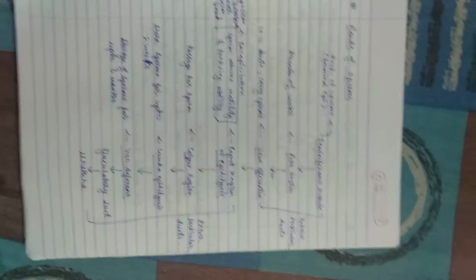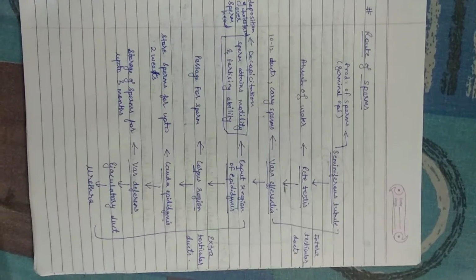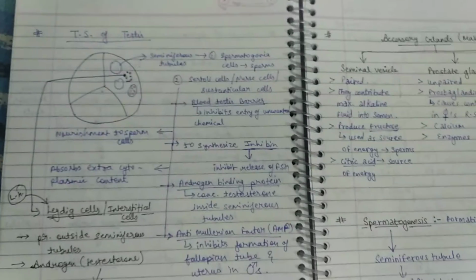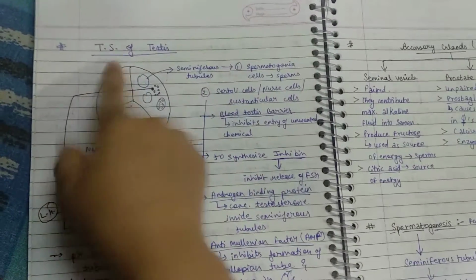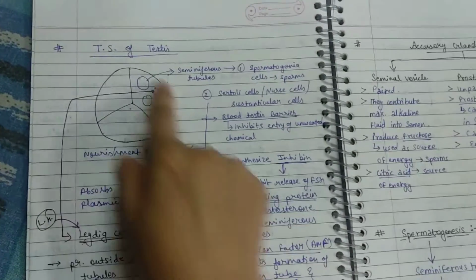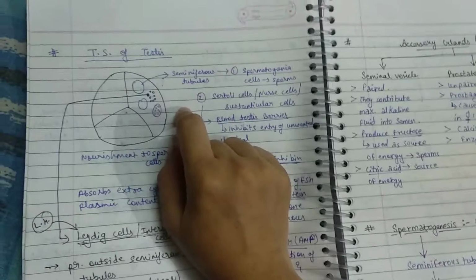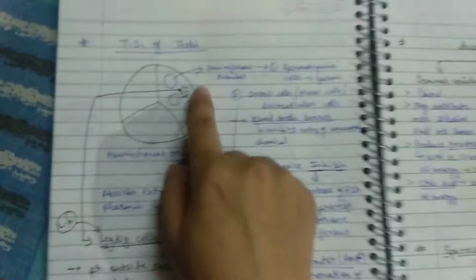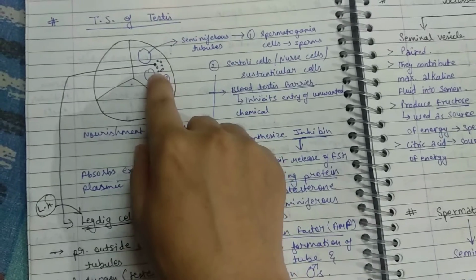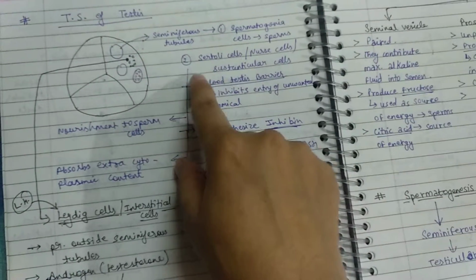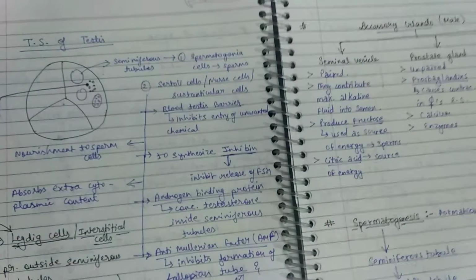You can take the screenshot if you want, guys. I hope it is crystal clear to you now. Now I will discuss the transverse section of testis. TS, that is transverse section. So it is kind of like this, and here the seminiferous tubules are present. I've discussed them already, and the Leydig cells. I've drawn it like this, and the Sertoli cells. So one by one I'll discuss each of them.